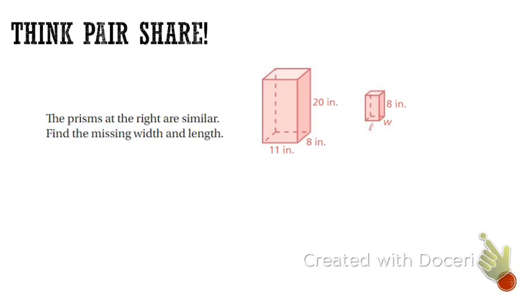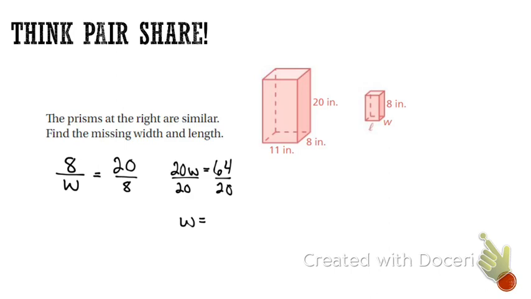Okay, so the way I set this one up is I did 8/W equals 20/8. And I got 20W equals 64. Divide both sides by 20. And W equals 3.2 inches. All right, so solving for an unknown dimension. That's how I would do that.